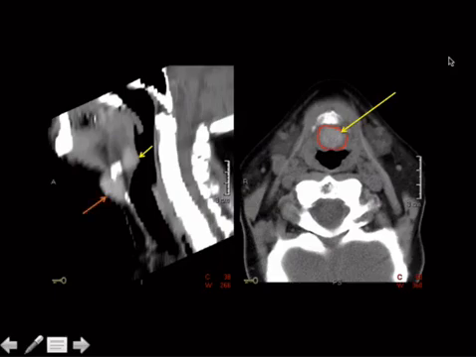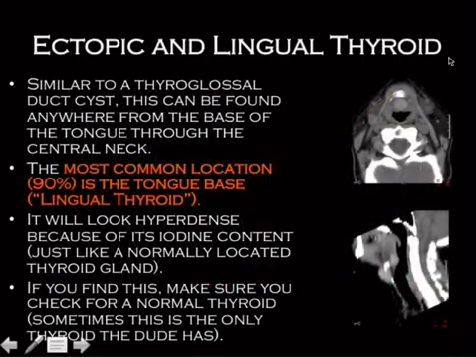This orange arrow is pointing to the normal thyroid. So ectopic or lingual thyroid, remember, thyroid tissue starts at the base of the tongue and then drips down, so you can have a glob of thyroid tissue at the base of the tongue, or lingual thyroid, or you can have ectopic thyroid tissue anywhere along that track. And it can get cancer in it, and it will take up iodine.